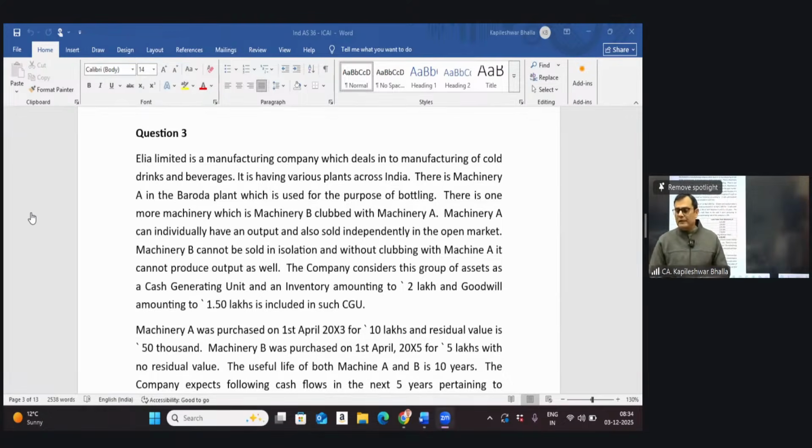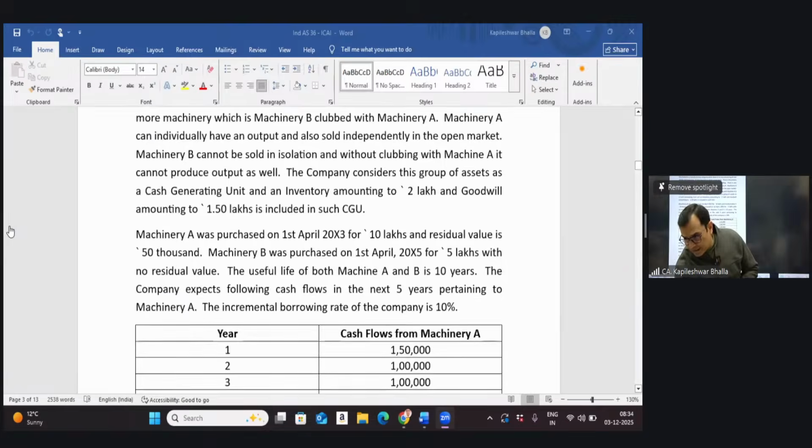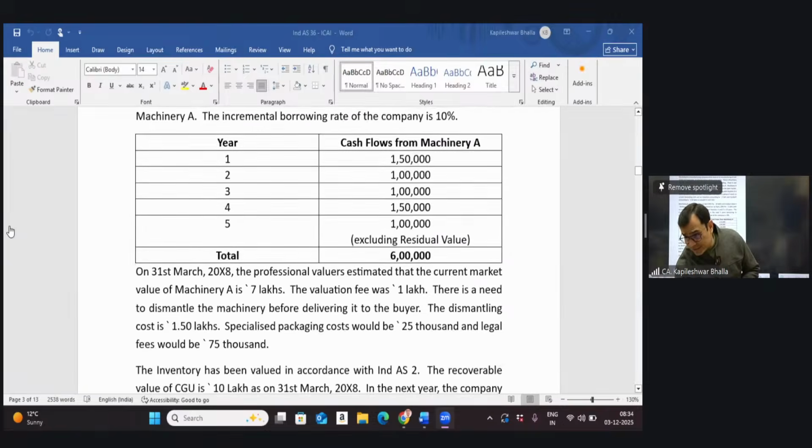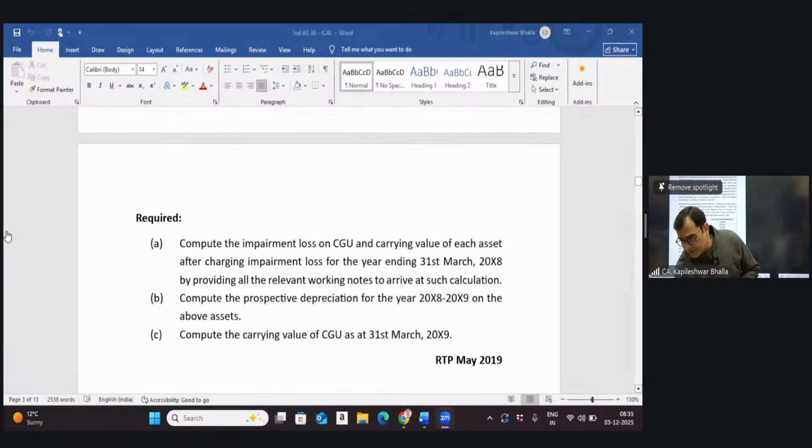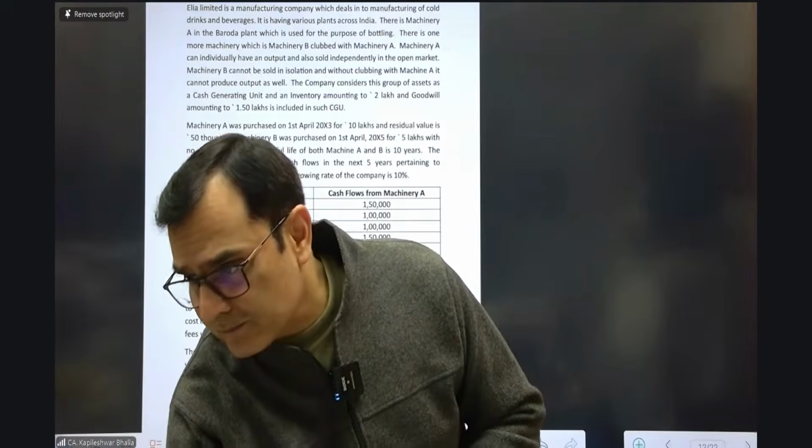Okay, so quickly, if you look at the facts, the company is organizing the CGU in terms of plants A and B, along with inventory and goodwill. The date of acquisition of A and B is given, the cash flows of A are given, and the fair value less cost to sell for A is given. We're not given any details for B. And then it gives us the recoverable amount at the end of each of these years. Okay, I'm now going to stop sharing the screen and let's go ahead.